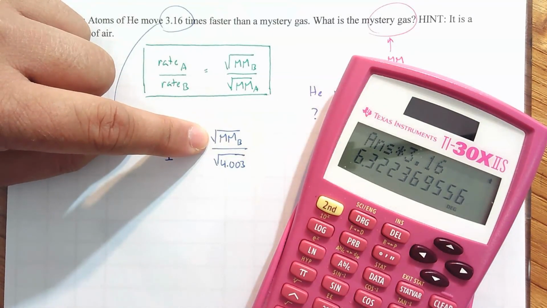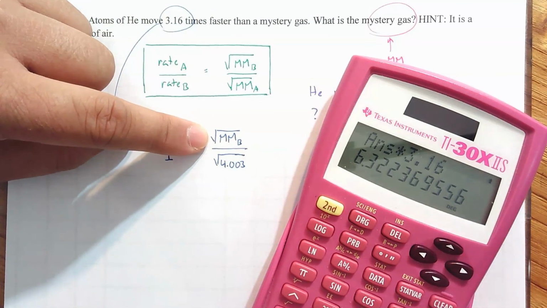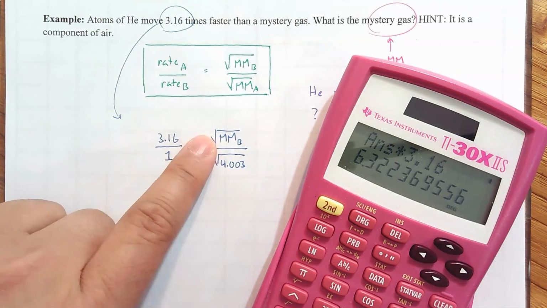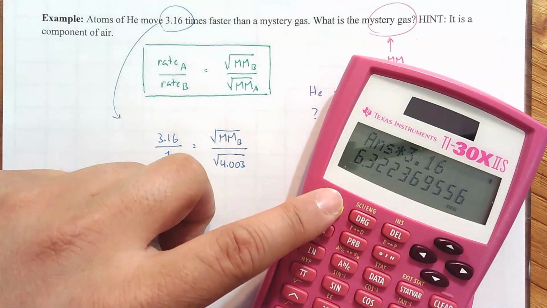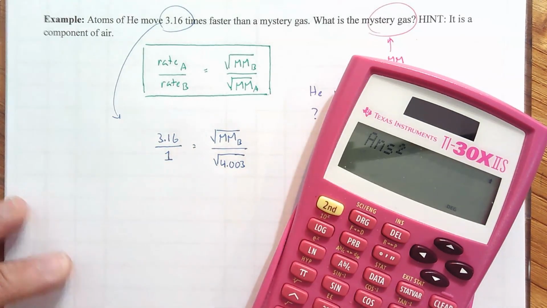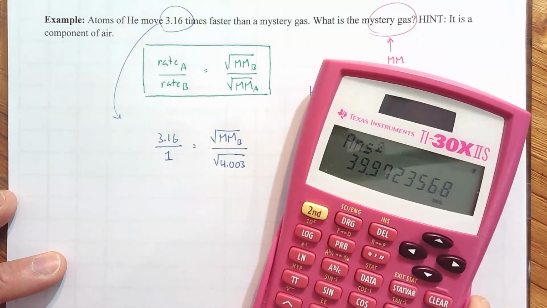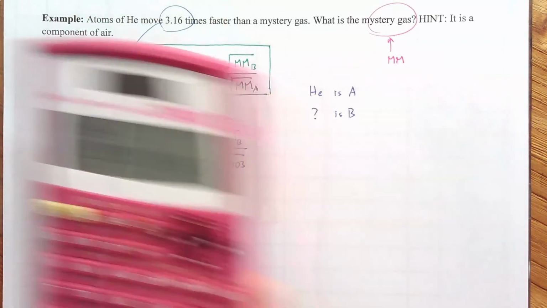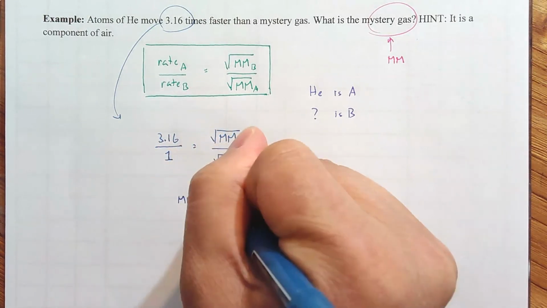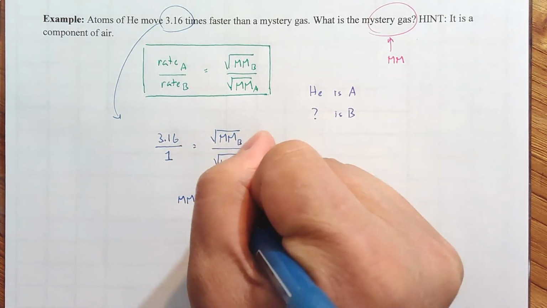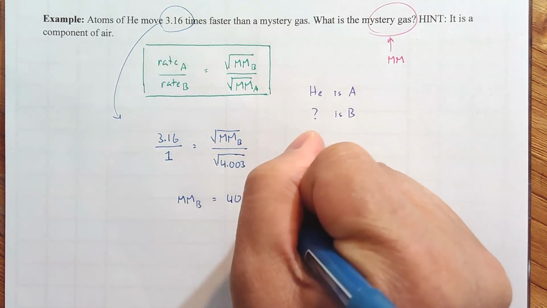So what do we do? We square both sides. Yeah, if we square both sides, we'll get the molar mass of B. So that number squared? Okay, molar mass is 39.97. We'll round it to 40.0 grams per mole.